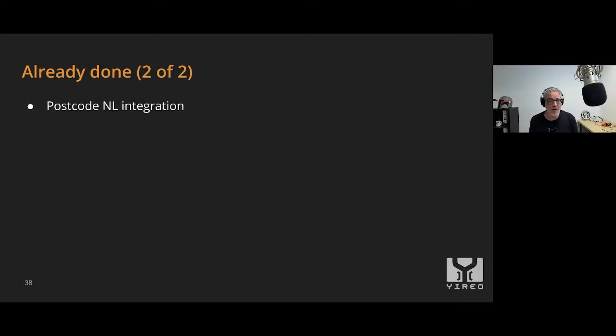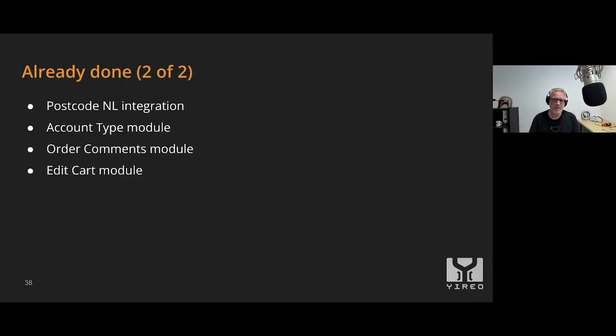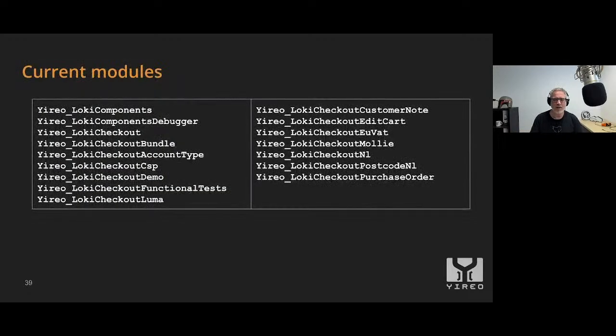A PostcodeNL integration is already up and running, and I created a couple of other things that are just nice to have. An account type, so toggling between individual and company, so that if you're choosing to be a company, the VAT ID and the company field are automatically shown. Order comments, so that you can add an order comment, and editing the cart. I just demoed this quickly already. And the number of modules because of this is slowly growing.